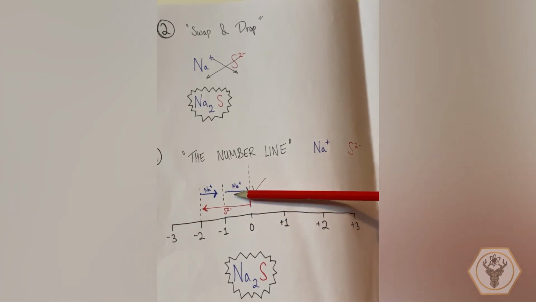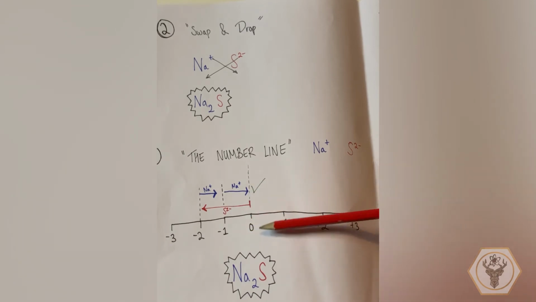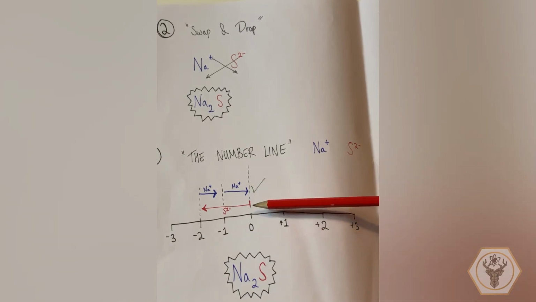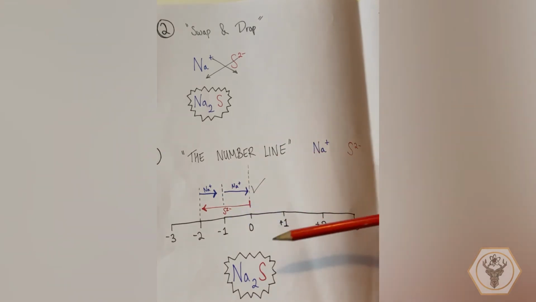So I bring a second 1+ sodium and I draw a second arrow, and it brings me back to neutrality. And then I realise I've reached my goal of making sure my formula has no overall charge. So my formula needs to contain 2 sodiums to every 1 sulfide. In other words, Na2S. So number lines can help you to visualise positive and negative numbers.